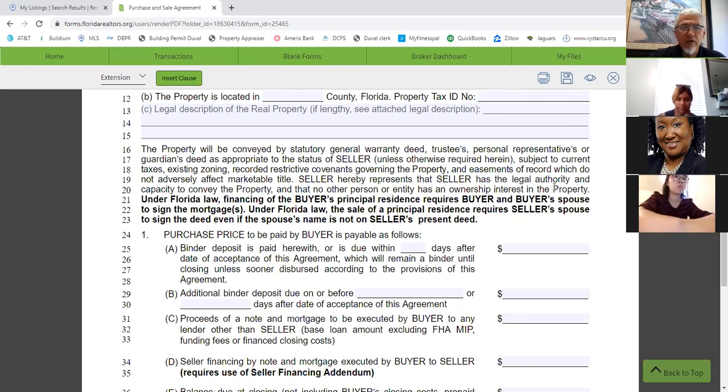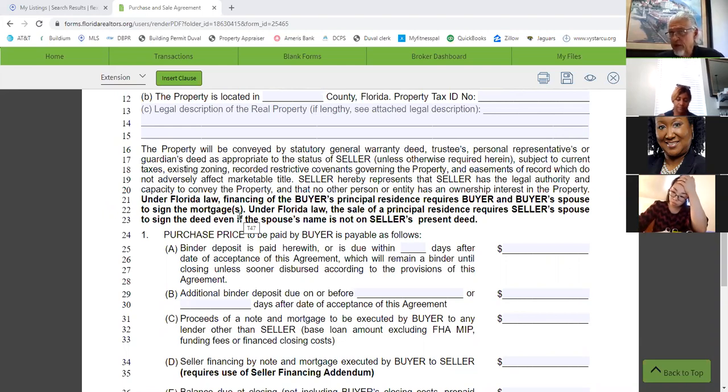Seller represents the seller has legal authority and capacity to convey the property, and no other person or entity has ownership interest in the property. Now, if you have a husband signing, and then you figure out that the wife lives in the house, she has a homestead equity interest, even though she's not on the deed. She has to sign. If she lived there and moved out, and now they're divorced, the same thing could be true. She could still have a homestead equity interest.